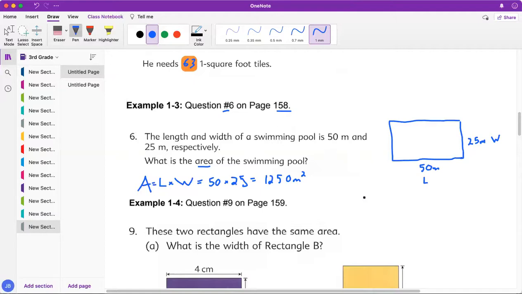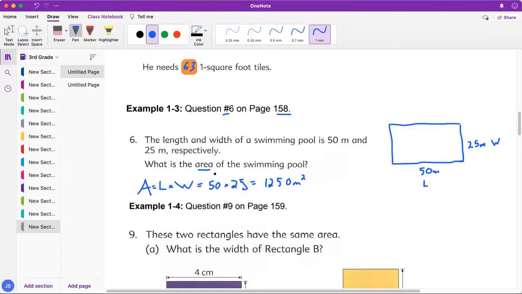Where are we? So we're looking at example 1-3, and it says question 6 on page 158. Can you see that now, Franklin?